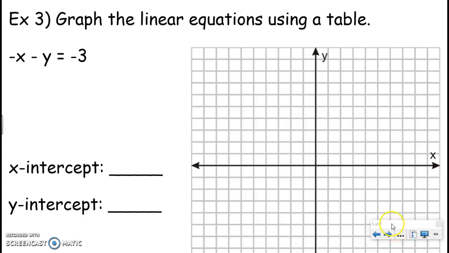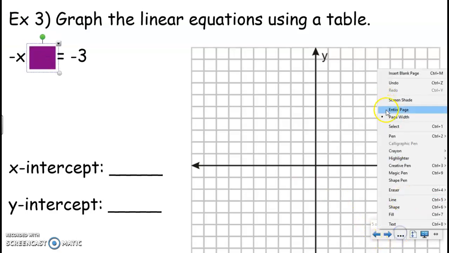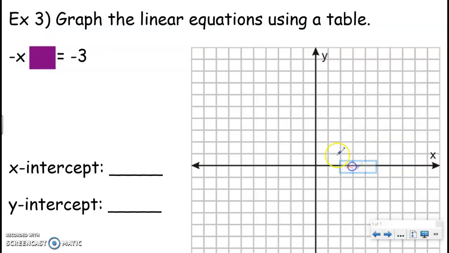Okay, same thing. So I'm going to paste that again. I'm going to start by covering up my y. So I'm left with negative x equals negative 3. Remember, negative x is the same as negative 1x. So if I divide by negative 1 on both sides, I get x equals 3.